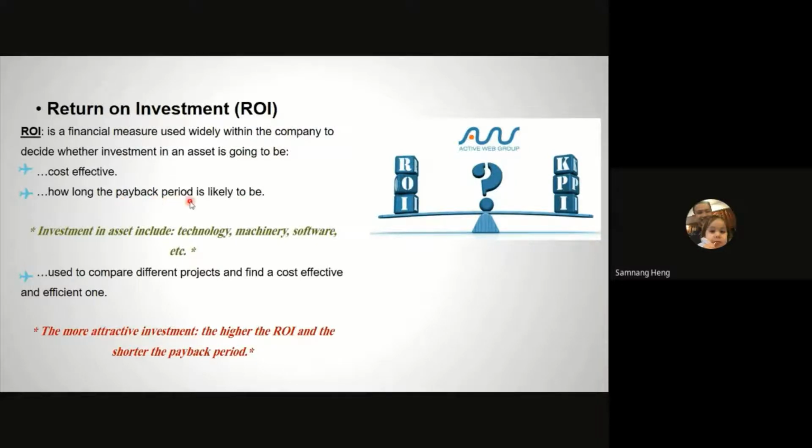In American English they use break even, but in British English they use payback period. This is the first time I heard this word too. So any kind of investment, you want it to be cost effective.